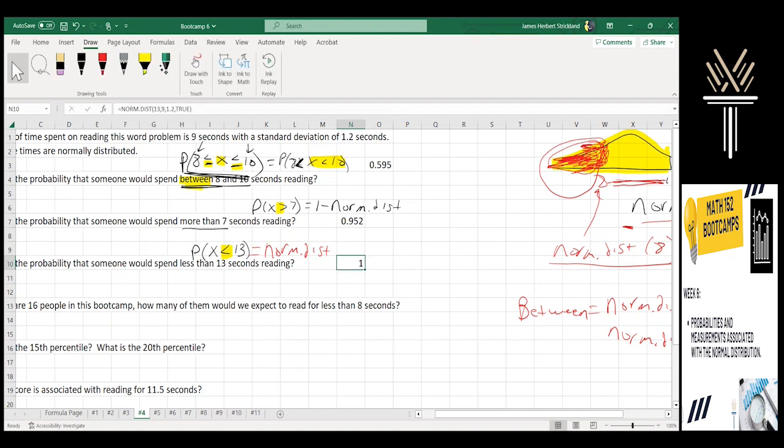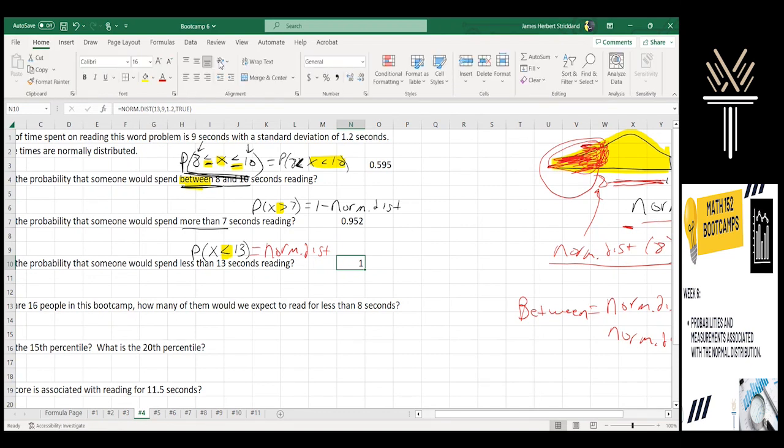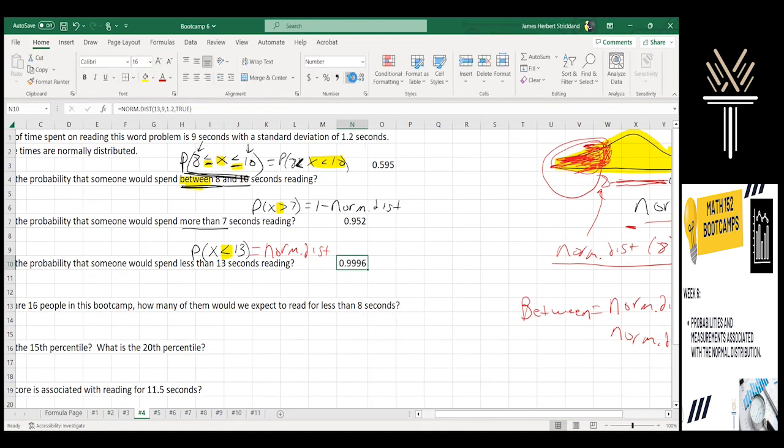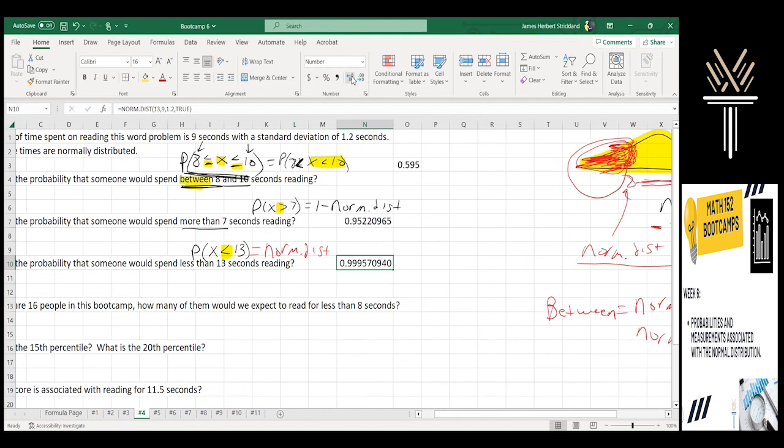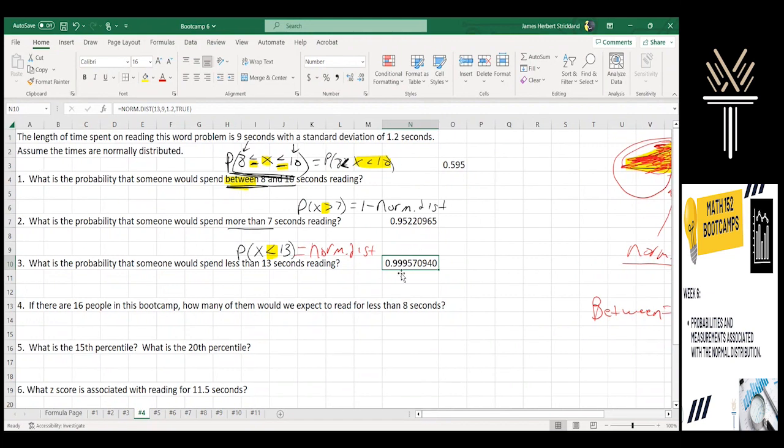Don't be fooled. Remember, Excel likes to round. So let's undo these decimals. Go to home, add in some decimals, and eventually you'll see it is in fact not exactly 1. Because if it was exactly 1, that would guarantee that people spend less than 13 seconds reading. And that's not realistic, right? It's highly likely you'll spend less than 13 seconds reading, but not guaranteed.